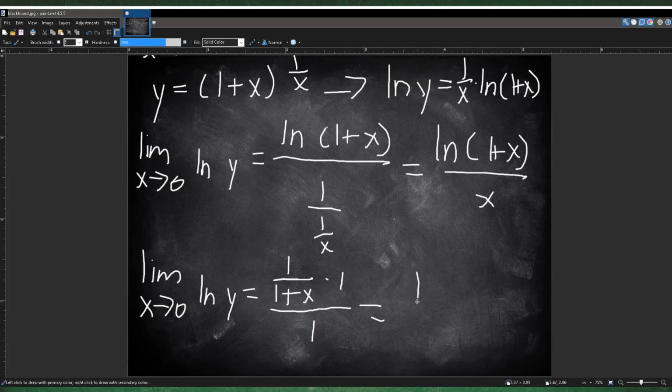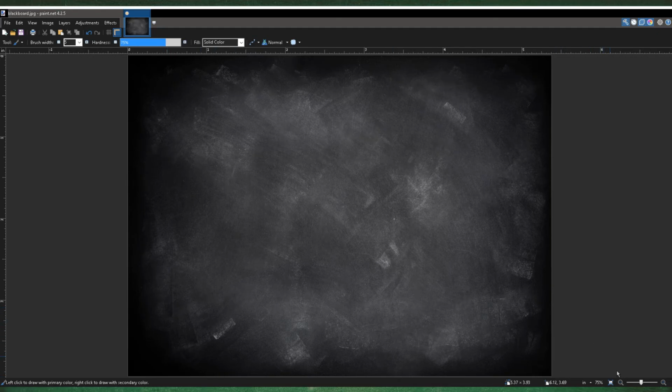So this just simplifies to 1 over 1 plus x, right? Well, is this an indeterminate? Well, all you have to do is plug in x equal to 0. So 1 over 1 plus x, where x is 0, is just 1 over 1 plus 0, which is equal to 1. So this is not an indeterminate in any form. So we know that the limit as x approaches 0 of ln of y is 1. So that's what we do know.